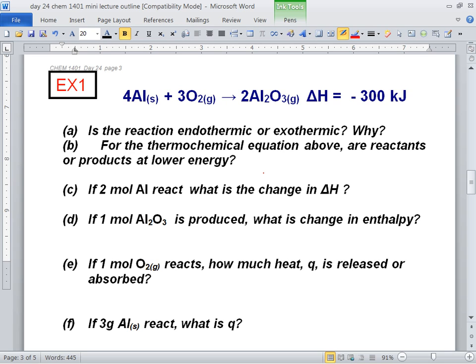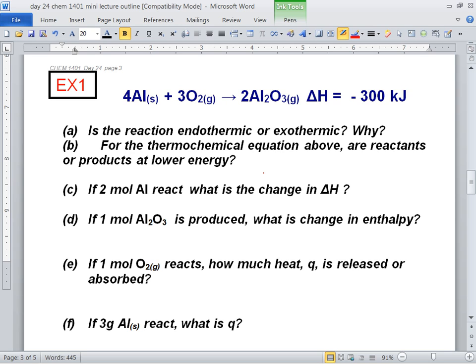Okay, now we're getting into some math. Does everybody agree that products are at a lower energy? If 2 moles of aluminum react, what is the change in delta H? We just have to get used to their English here. They want answers in kilojoules, because delta H is just another word for heat. So if 2 moles of aluminum react, how much heat do you get? But we're not supposed to say that. We're supposed to say, what is the change in enthalpy?